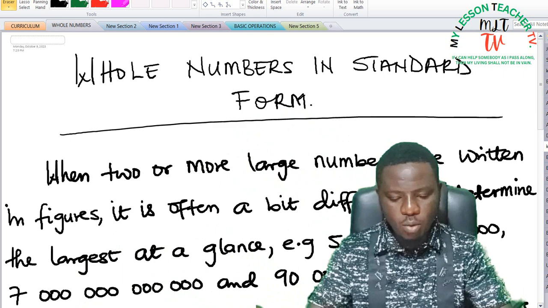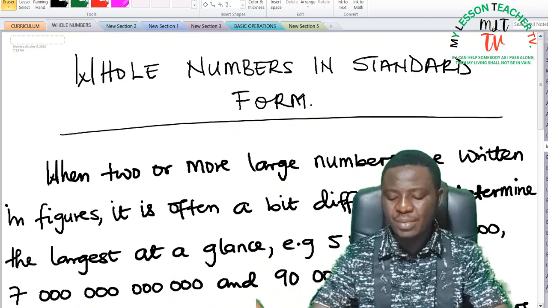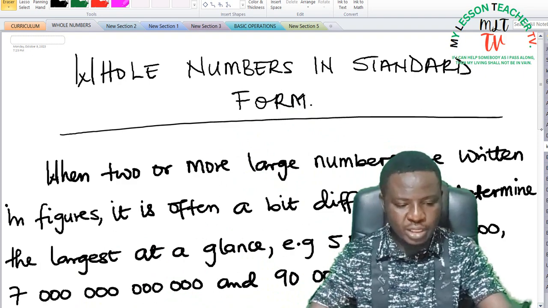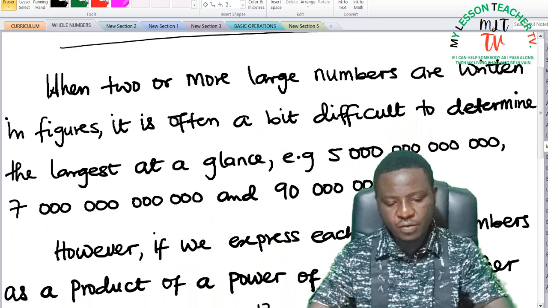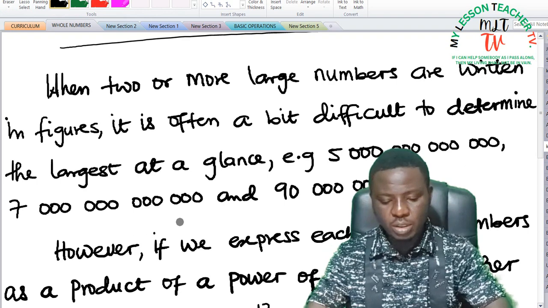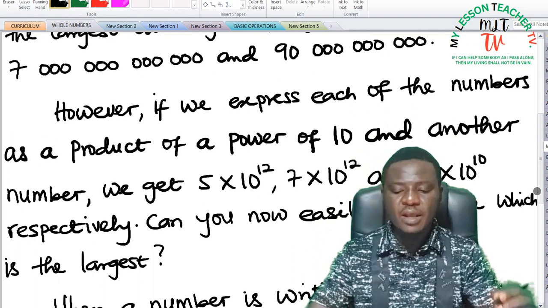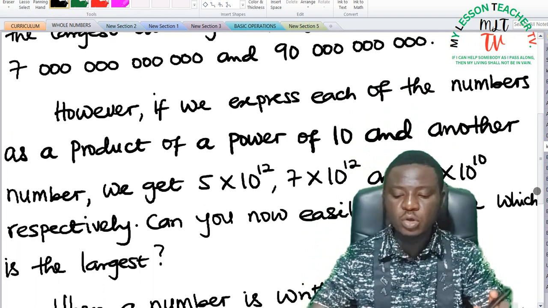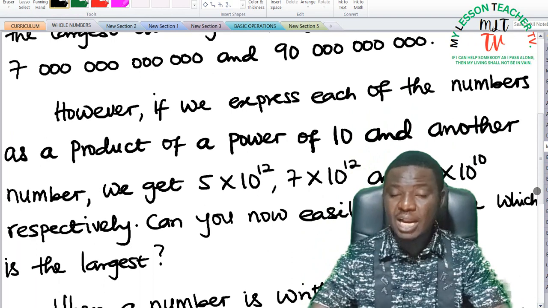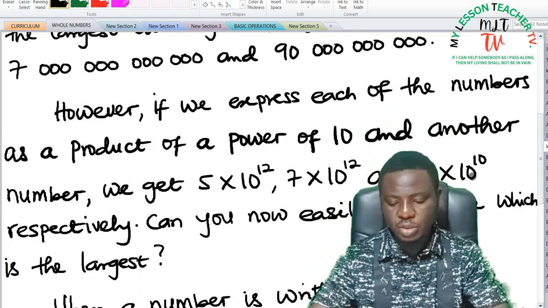When two or more large numbers are written in figures, it is often a bit difficult to determine the largest at a glance. For example, if you have these numbers on the board, we have 5 trillion, 7 trillion, and 90 billion. However, if we express each of the numbers as a product of a power of 10 and another number, we get 5 times 10 raised to the power of 12, 7 times 10 raised to the power of 12, and 9 times 10 raised to the power of 10, respectively.